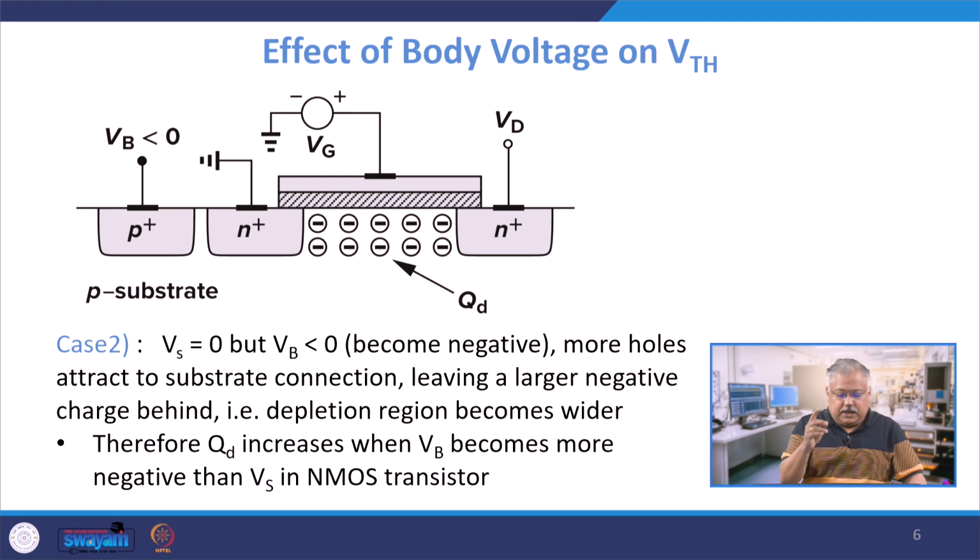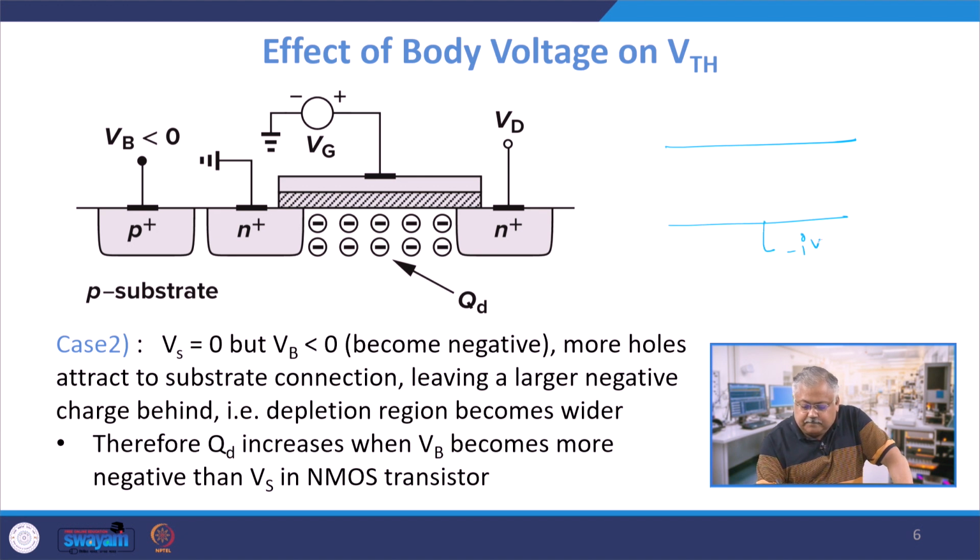Please understand this point. I have still not applied a drain bias, let us suppose, but in the substrate I have applied a negative bias, and this is a P type substrate, and this is my source and drain. Initially there was a depletion region. Now when you apply a negative bias, you are effectively pulling all the free holes towards the substrate, and therefore the depletion region at the silicon dioxide interface will go on increasing, will become wider.